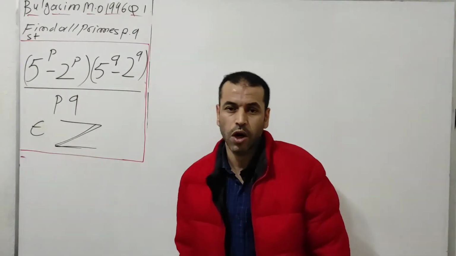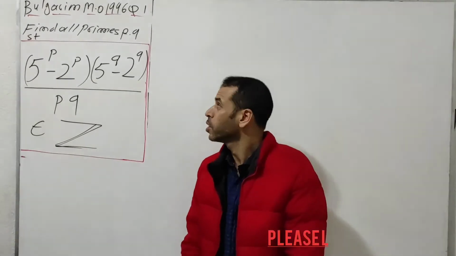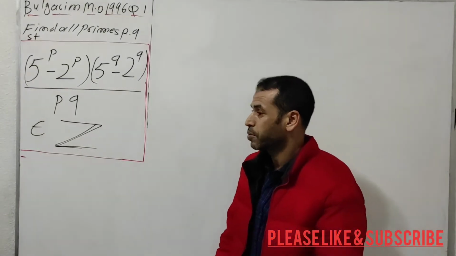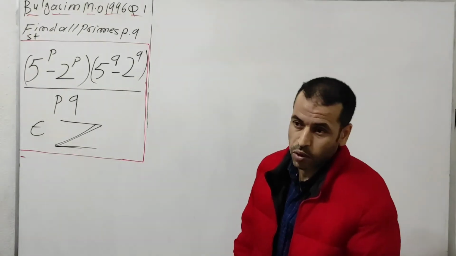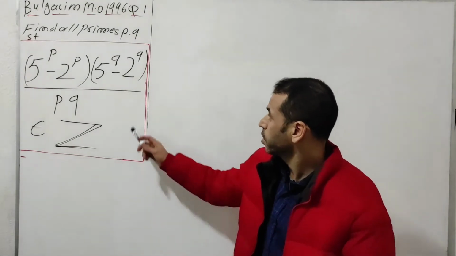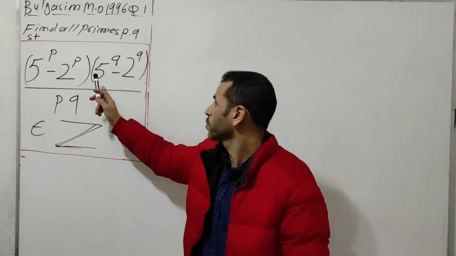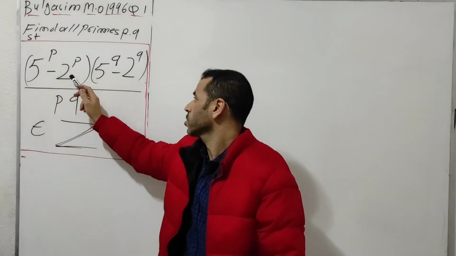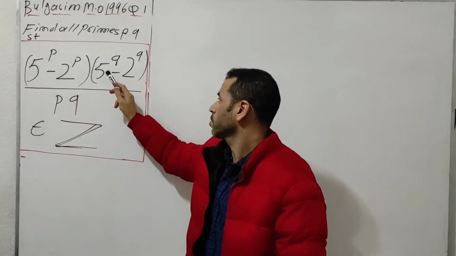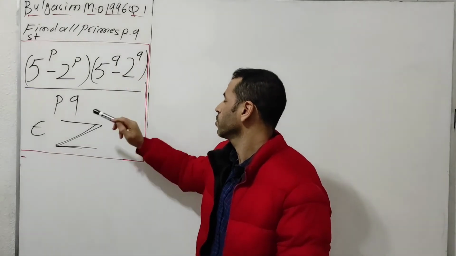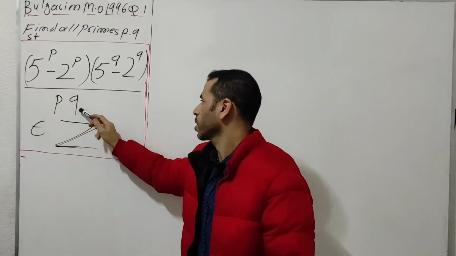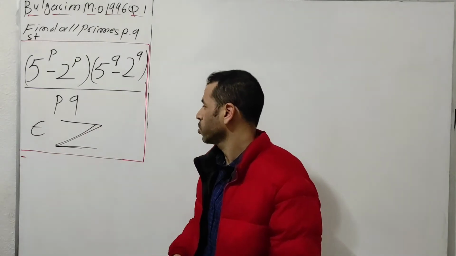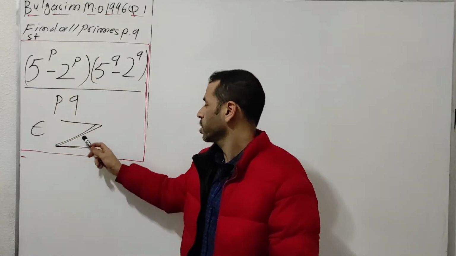Hi, in today's video I would like to share with you a very nice problem of the Bulgarian Mathematical Olympiad, edition 1996, question number 1. Here is the following setup. Find all primes p and q such that the product (5^p - 2^p) multiplied by (5^q - 2^q), all over the product p multiplied by q, is an integer number.